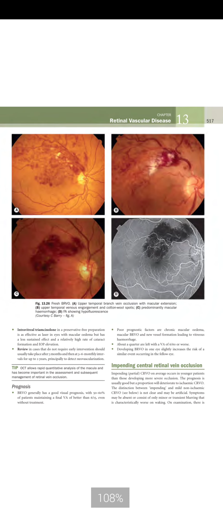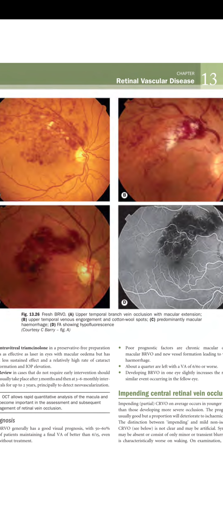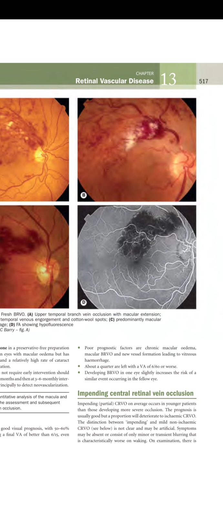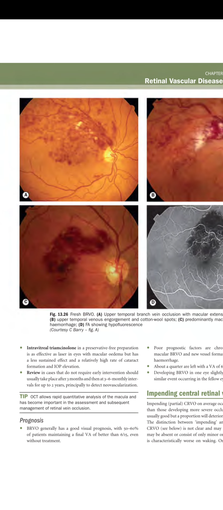So, you can see these are the signs of a fresh BRVO. A is showing an upper temporal branch vein occlusion with macular extension. So, you can see that the upper temporal area is involved with the macula being involved. B is showing upper temporal venous engorgement and a cotton wool spot. So, this is showing cotton wool spots here. And C is showing predominantly macular hemorrhage. So, this is showing a macular hemorrhage.